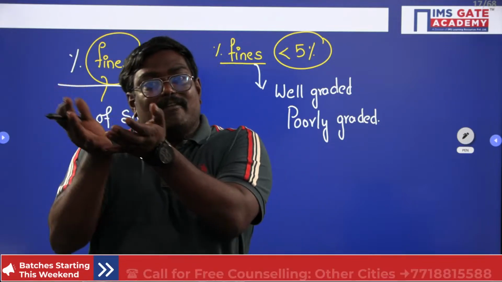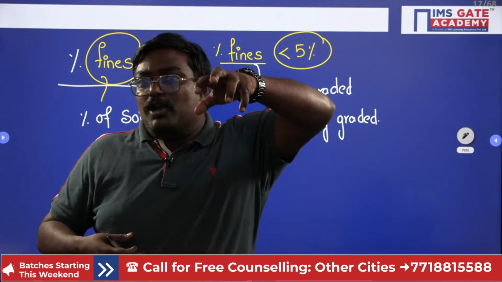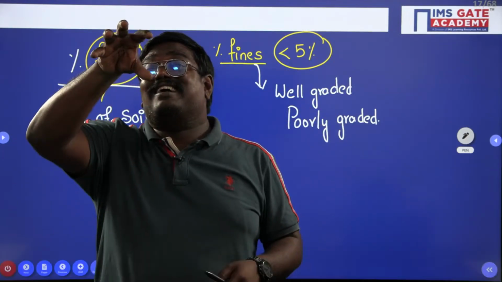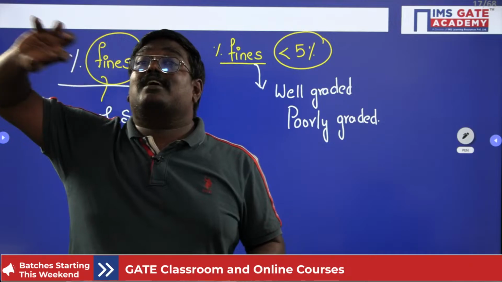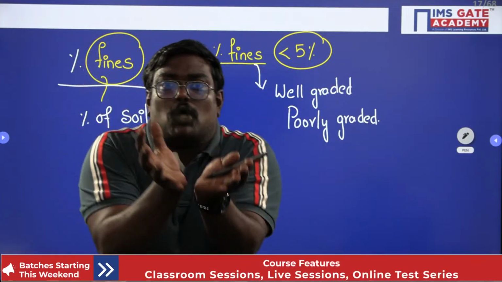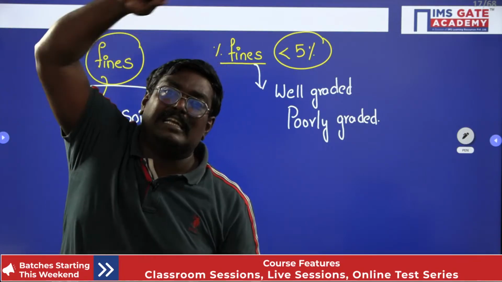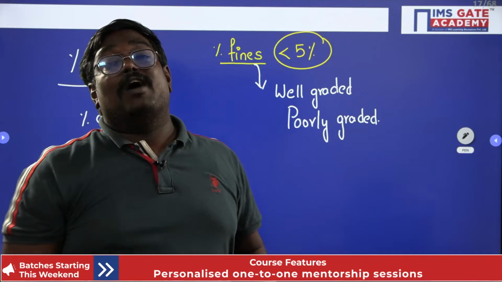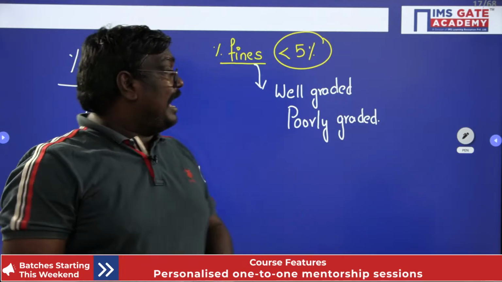Suppose you have taken blood. In blood you will have red blood cells, white blood cells, and like that. So what is the composition of red blood cells? What is the composition of white blood cells? Similarly, if you talk about soil, if 95% is one category, then we will talk about whether the soil is well graded or poorly graded. Okay.